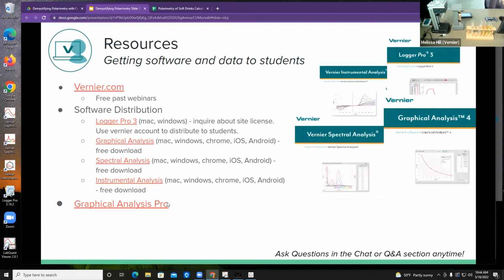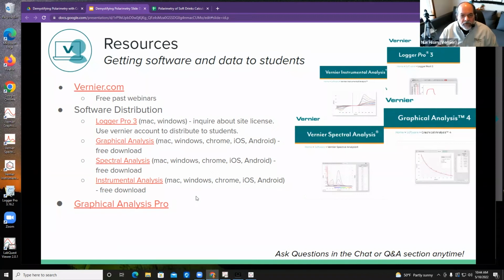Graphical Analysis is free. It uses basically all of our sensors: pH, temperature, gas pressure. We gave you a trial version code for Pro, and I'll talk a little more about the differences in a minute. Spectral Analysis is for if you have a spectrometer, that's SpectraVis Plus. Any of our UV-Vis, fluorescence UV-Vis, and emission spectrometers all work with Spectral Analysis. And then Instrumental Analysis, which we showed for polarimetry, mini GC, and cyclic voltammetry.